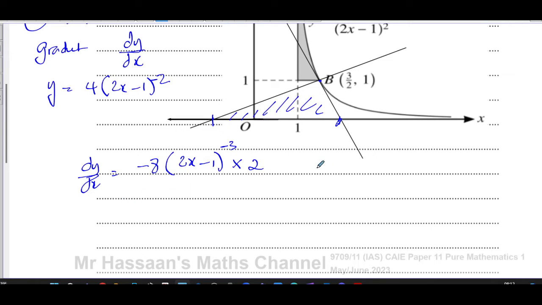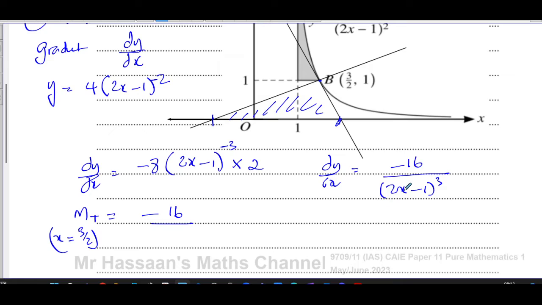So this gives us an expression. We can say dy/dx is negative 16 over (2x minus 1) to the power of 3. That's the gradient function. So the gradient of the tangent is when x equals 3 over 2. We're going to find the gradient of the tangent at B, so we replace the x with 3 over 2. So 2 times 3 over 2 is going to give us 3.